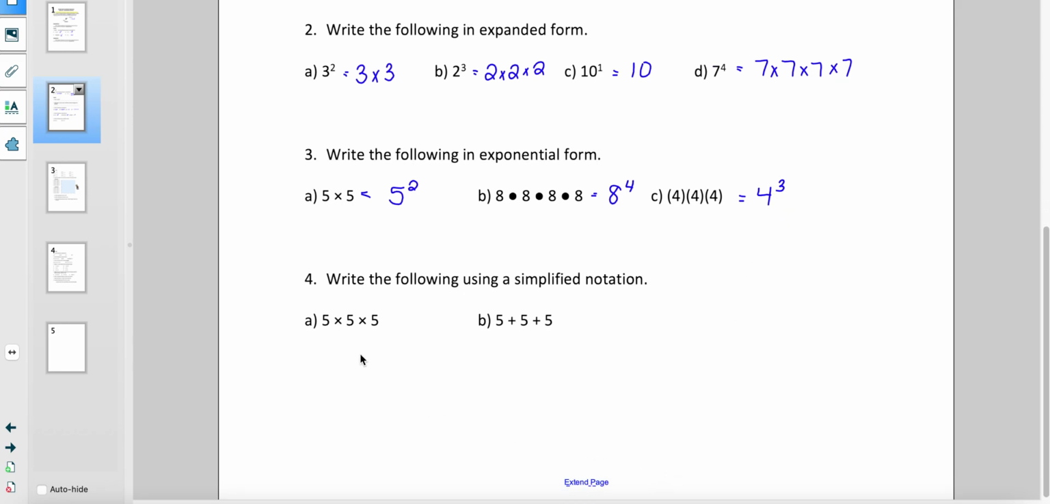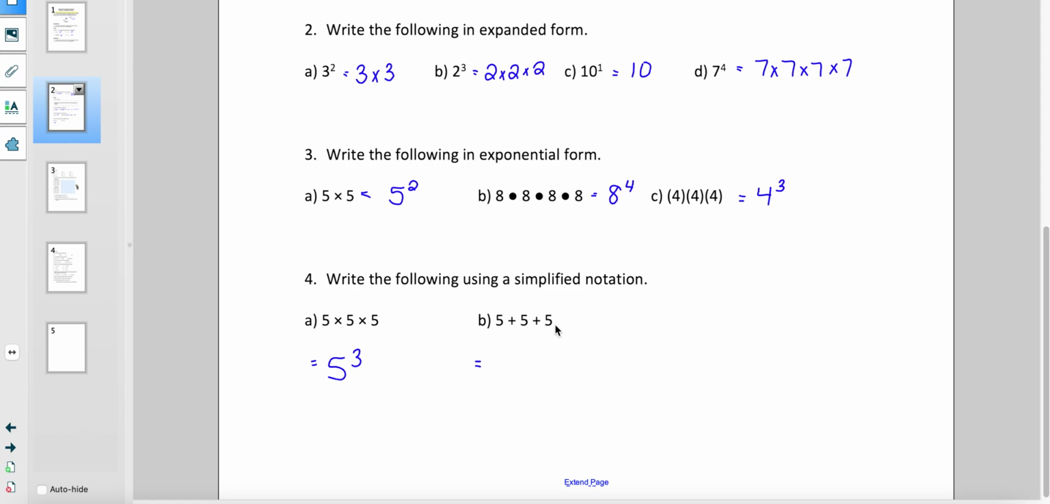All right, take a moment to see if you can come up with a simplified notation for A and B for question 4. So you might use exponential form. See what you can come up with. Okay, so for question A, it's that repeated multiplication, so we're going to use exponential form here. So this is 5 to the power of 3. That's what we've been doing in this lesson, but B is something we looked at last lesson or 2 lessons ago, so a little bit trickier.